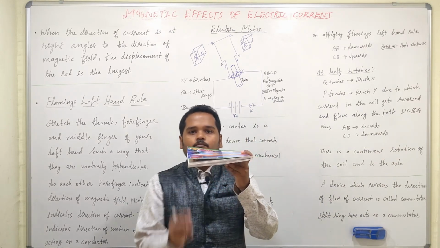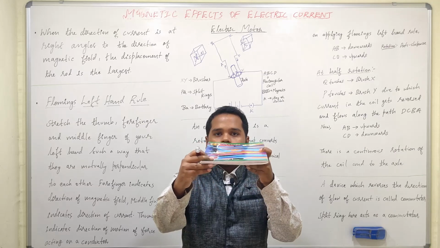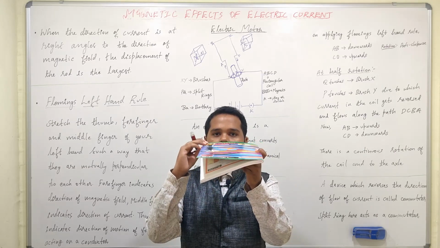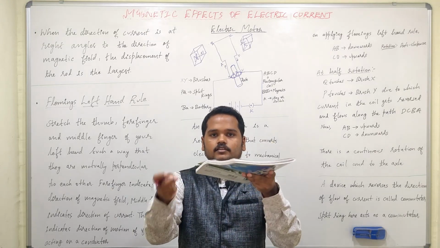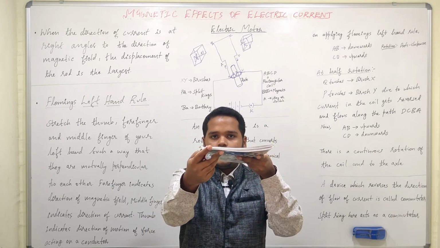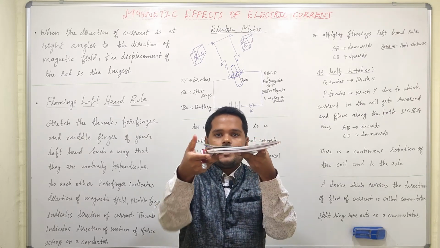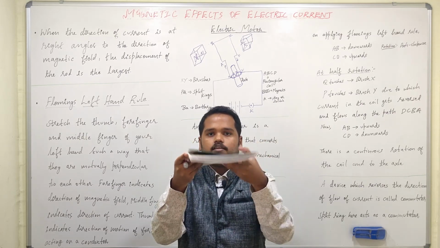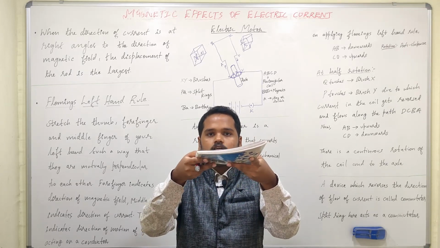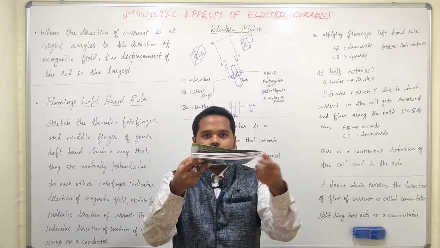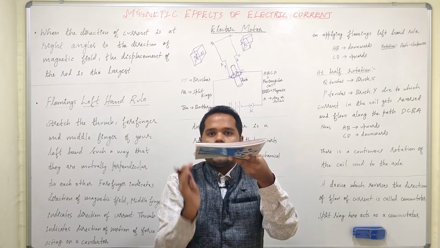Here you can see I have a book. Let us consider this as a rectangular coil. This is A, this is B. So the right side, the first part, A, B, C, D. Now the moment the current hits, when you apply your Fleming's left hand rule to the circuit, this side AB comes down.